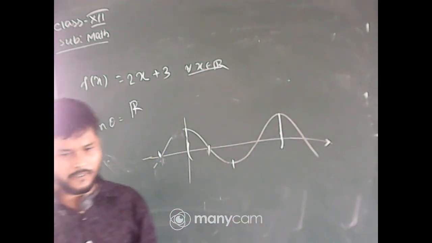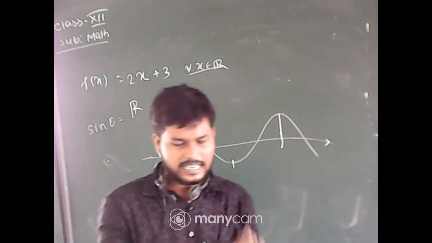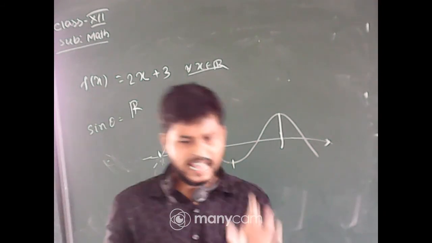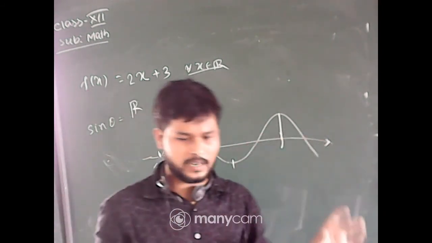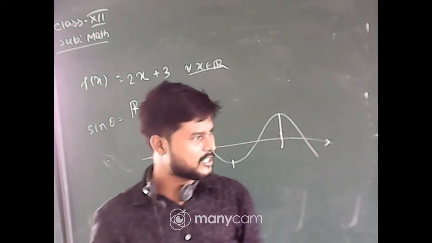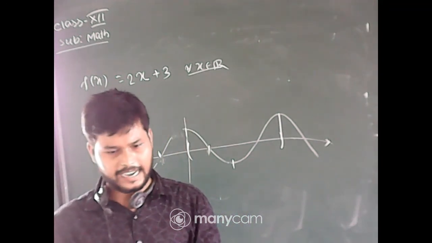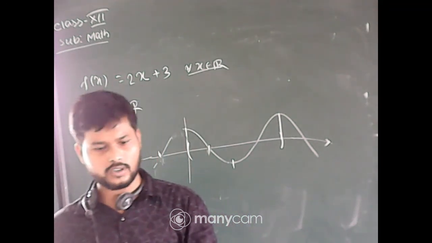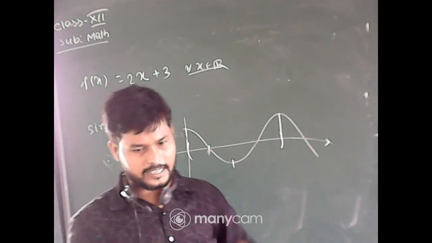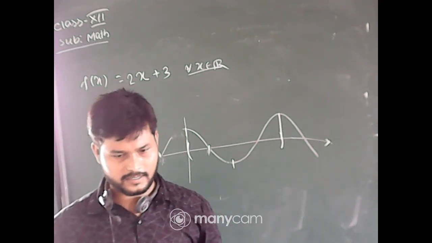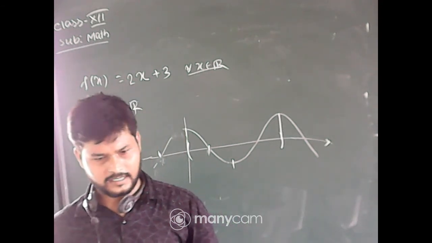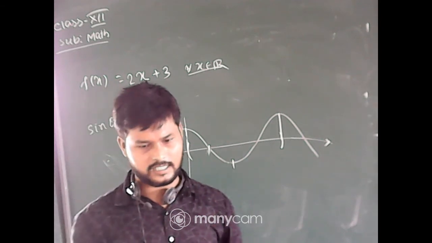This type of function, which is increasing in some part of its domain and decreasing in some part of its domain, is called neither an increasing function nor a decreasing function. For example, sin x, cos x, etc. These are neither increasing functions nor decreasing functions.